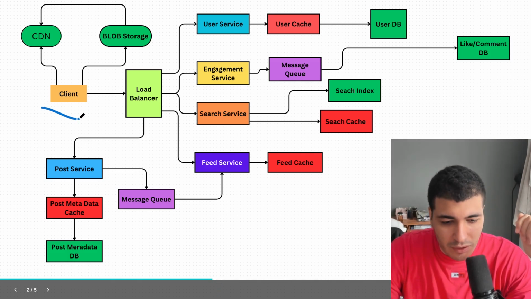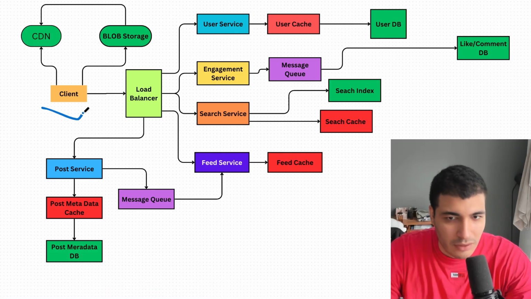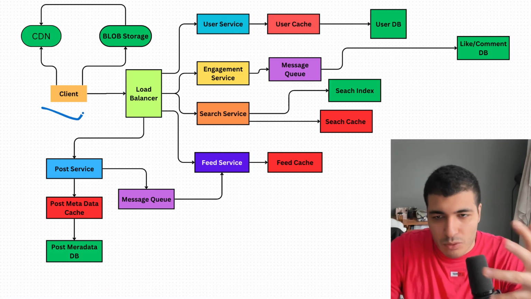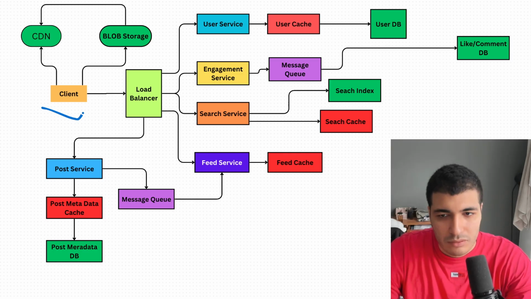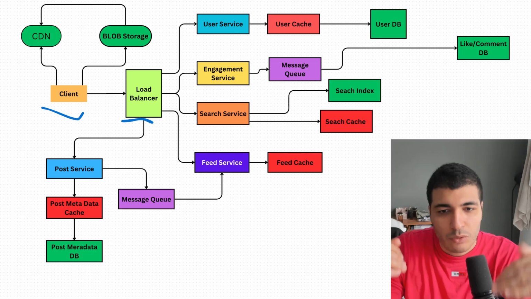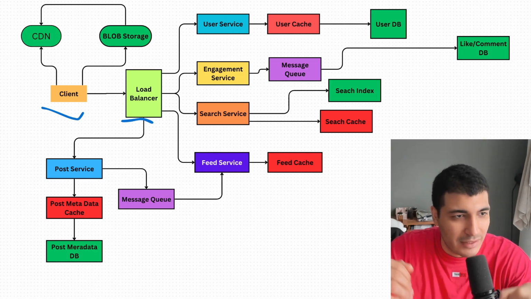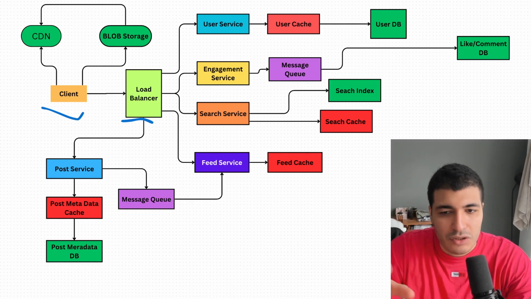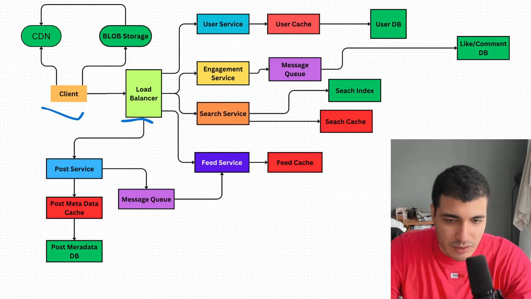So first we have the client. Everything starts with the client. These are mobile apps or browsers. They interact with the backend via a load balancer or an API gateway. So this is a load balancer and API gateway. This will distribute traffic to the correct services. It will ensure scalability, security, and rate limiting. It acts as a single entry point for all client requests.